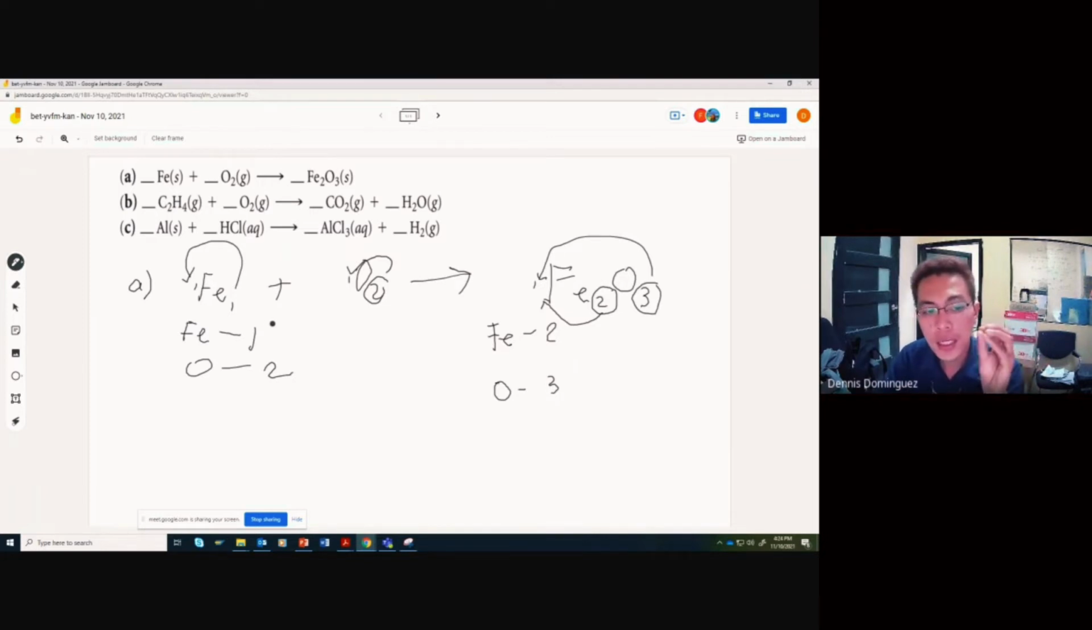It's because it cannot affect another component if you balance it first. If you focus here, once you put a coefficient here, it will affect your other component. So your iron, and then oxygen, you will balance last. For a combustion reaction, oxygen is a single component. So how many atoms are here? You have 2. So meaning to say, you put 2 here.